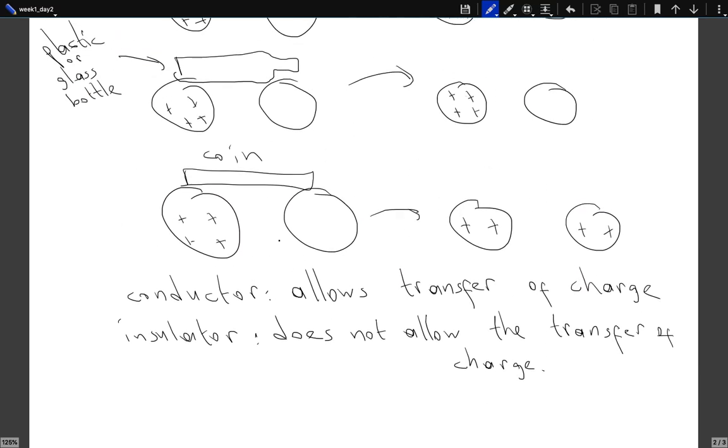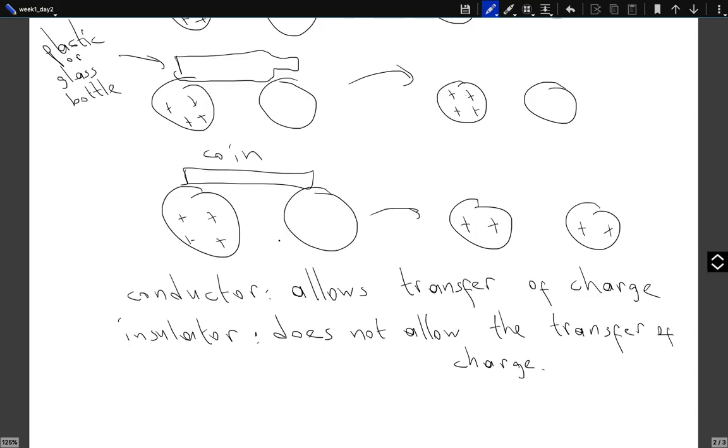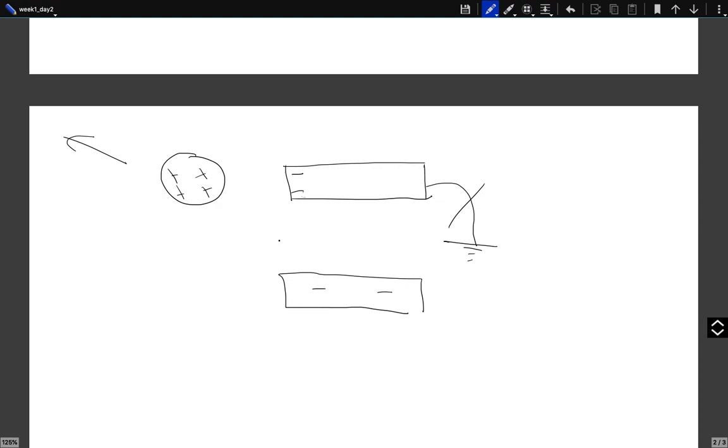In difference from the previous cases, where after conduction both spheres have the same charge, in this case the charged object now has the opposite charge, and they have never been in contact. They have been in the close proximity of each other, near each other, but they have never been in contact. So this is called charging by induction.